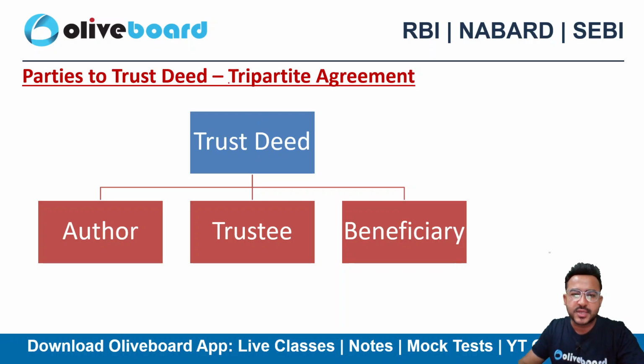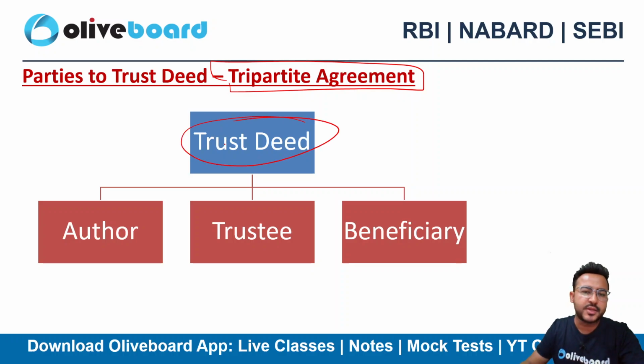So we call it a tri-party agreement as well, because in a trust deed we are having the author, trustee and beneficiary, three parties, right? So we call it a tri-party agreement as well.